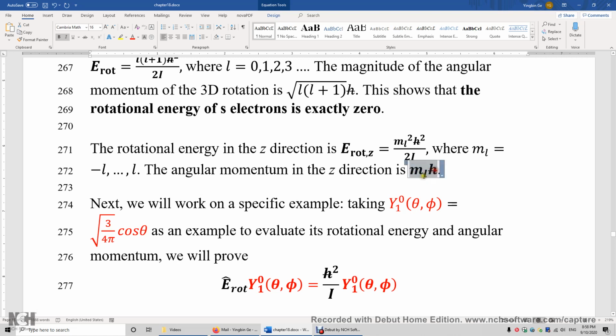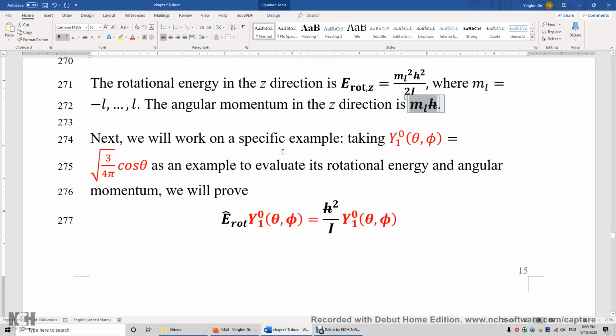By looking at this, you should realize that when L is 1, m sub L can be -1, 0, and 1. So you should be able to draw three vectors with the same magnitude, which is the square root of 1 times 2, times h bar, square root of 2 times h bar. That's the magnitude of the three-dimensional angular momentum. Its z component can be h bar, 0, and negative h bar.